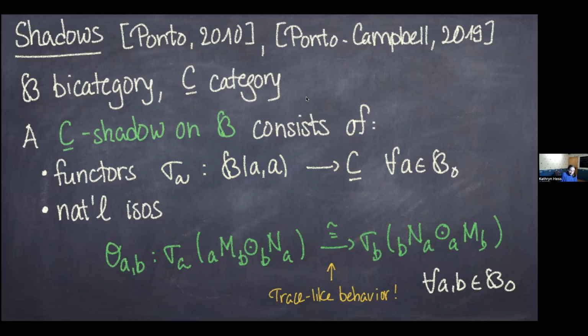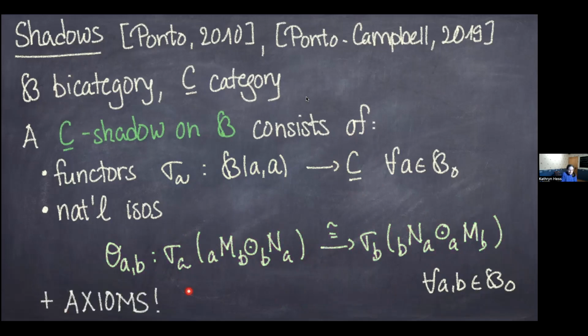And then there are various axioms that have to be satisfied, various compatibilities and so on, to get compatibilities with the associators and the unitors that one has in the bicategory.